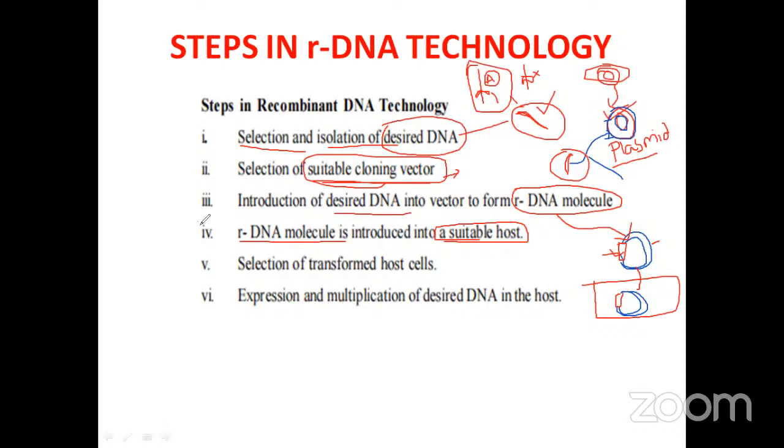now the fourth class also. Next is selection of the transformed host cell. This cell is called a transformed cell.